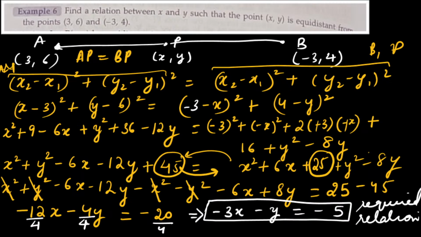Minus 3x minus y plus 5. If 5 also you can shift to this side or you can write like this also. That's also correct. So this is the required relation: minus 3x minus y plus 5.